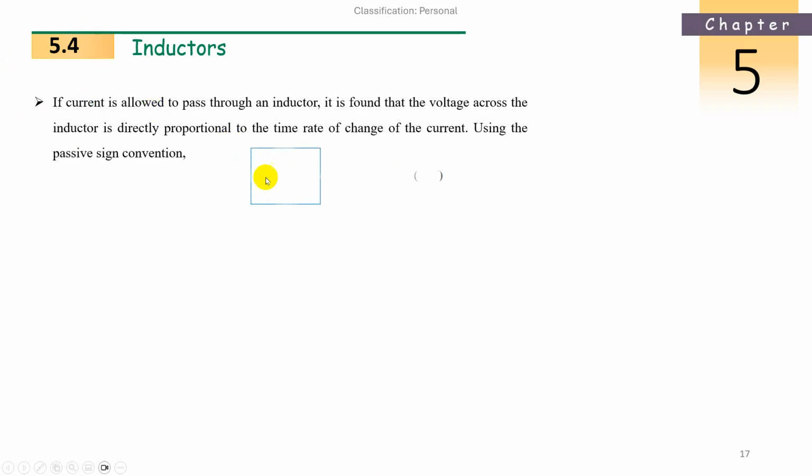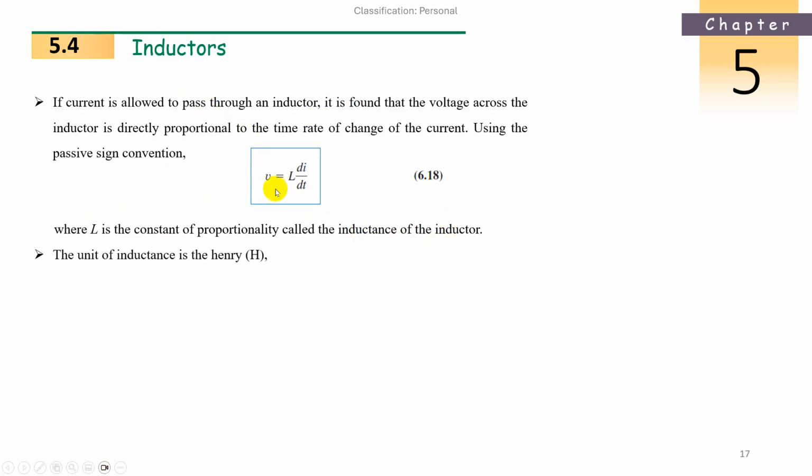By the passive sign convention, the voltage is proportional to di by dt. But if we want equality, then we have to multiply by the inductance, the value of that material's inductance. Here L is the constant of proportionality, called the inductance of the inductor.